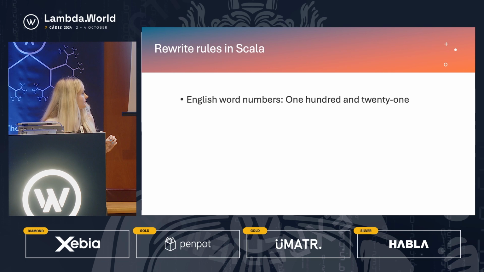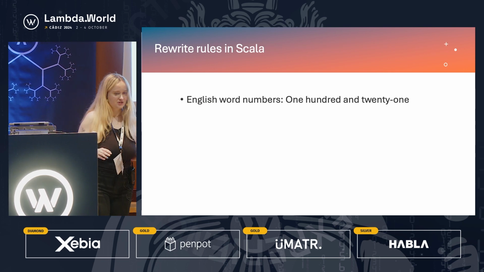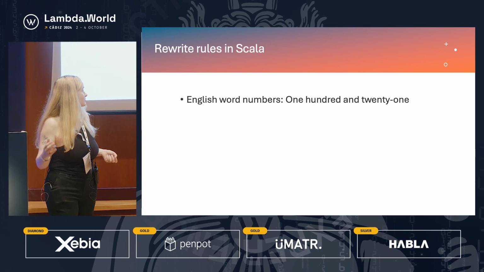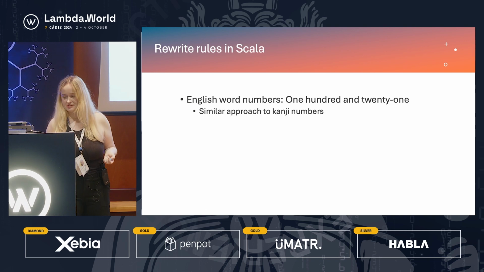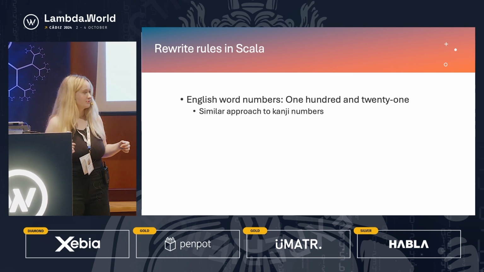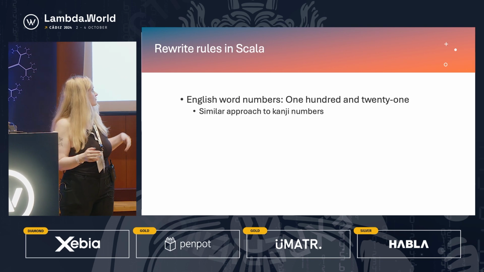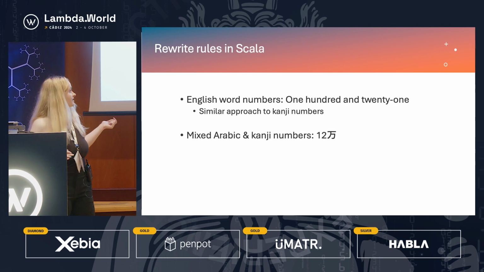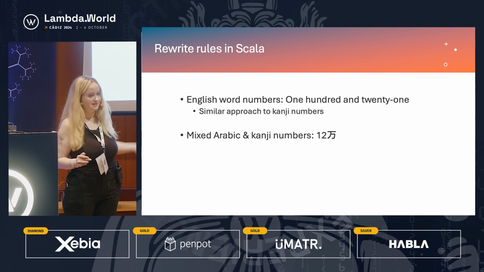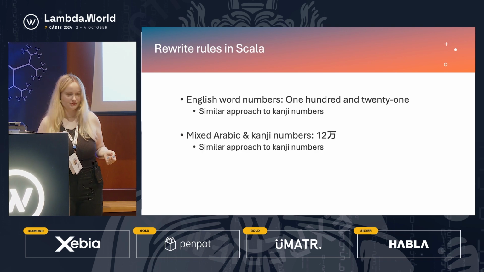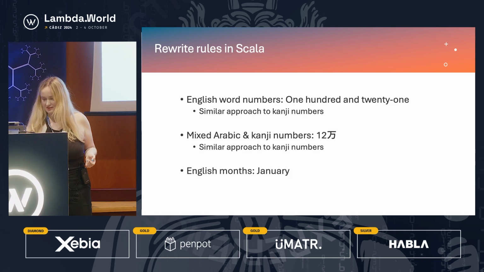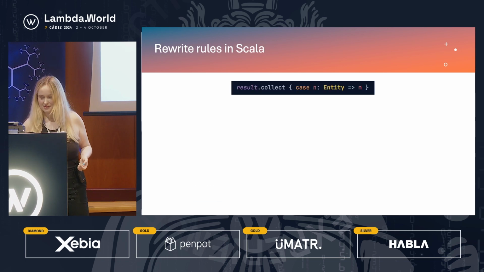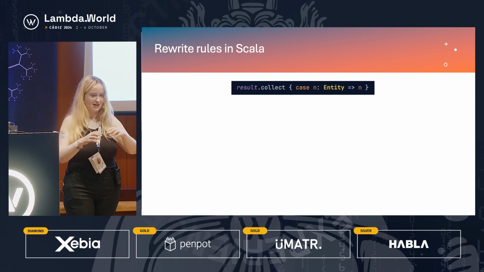There are other rules that I haven't mentioned here just for the sake of saving time. For example, English word numbers. If we have a number that's written out as a word, like 121, then this requires a similar approach to the kanji numbers: an ordered approach with different case classes and some extra steps to remove commas, hyphens, and the word "and". Then mixed Arabic and kanji numbers. For example, if we have 12 followed by 10,000, this also required a similar approach to kanji numbers. And English months like January, February are rather trivial.